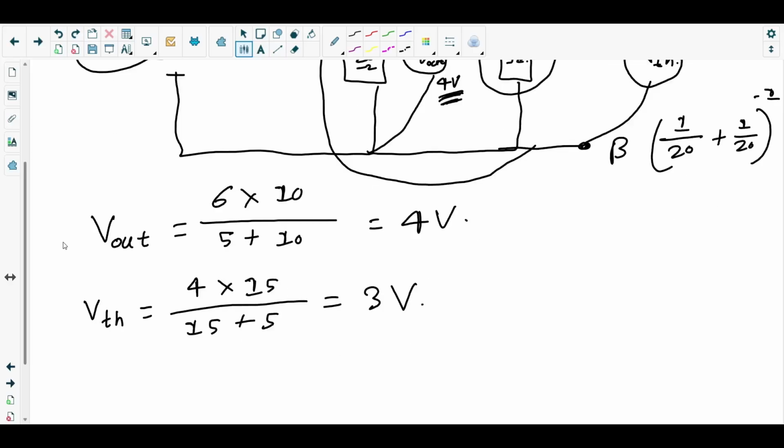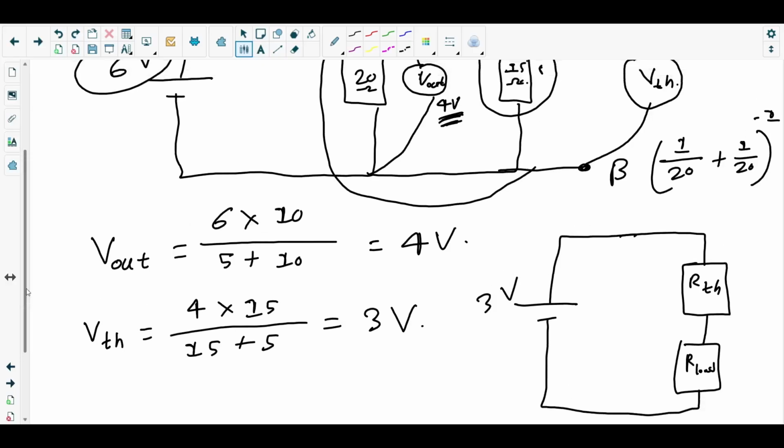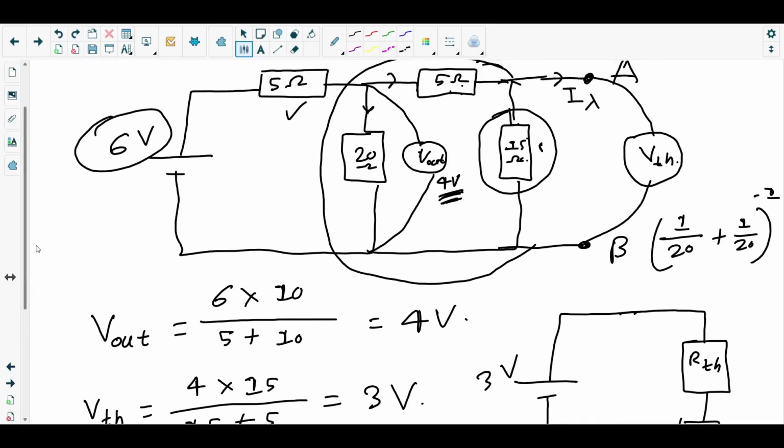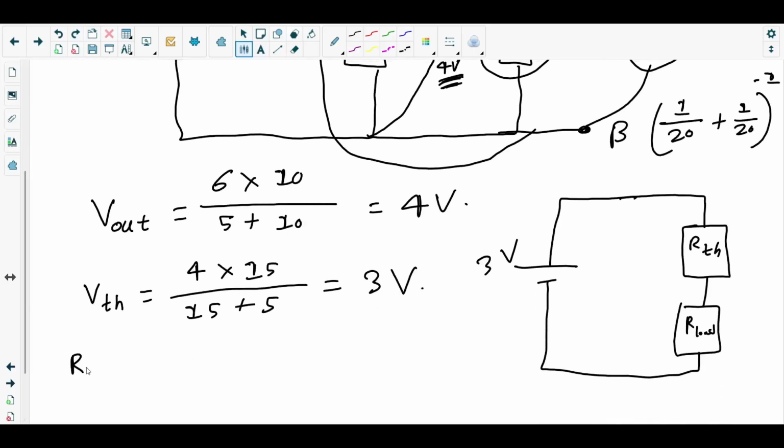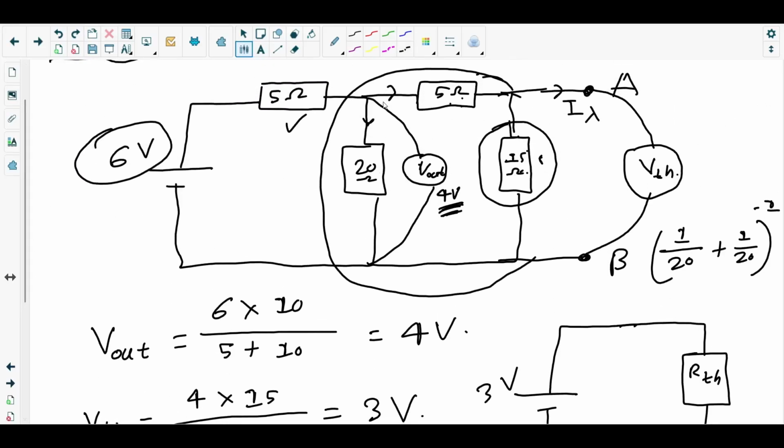Okay, now draw the circuit. This is 3 volt. Thevenin's resistance RTH. This is the load resistor R load. Both are in series. Okay, now we need to find out the Thevenin's resistance RTH. So to find out RTH, it has to be like this, right? Now we have to calculate the Thevenin's resistance.